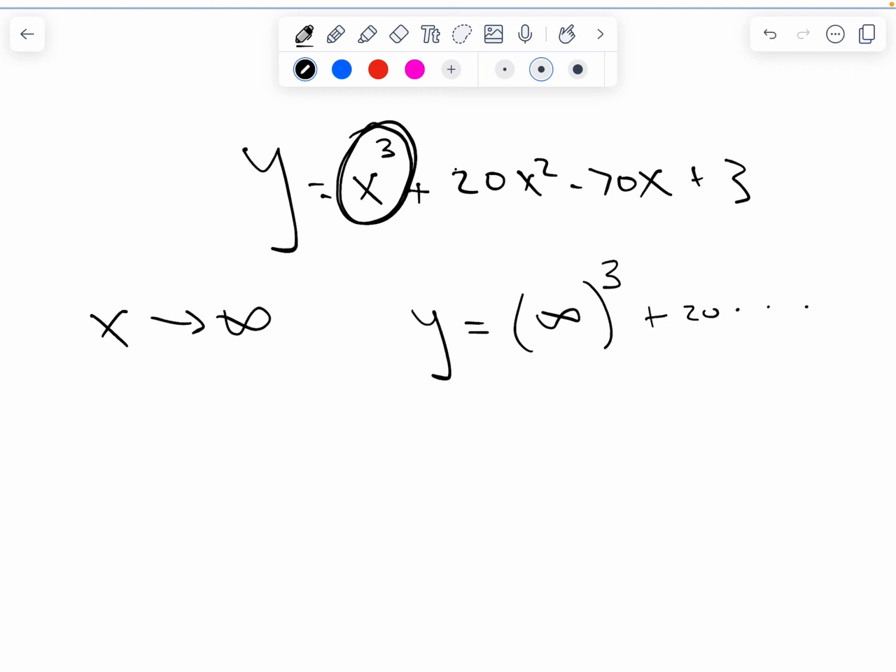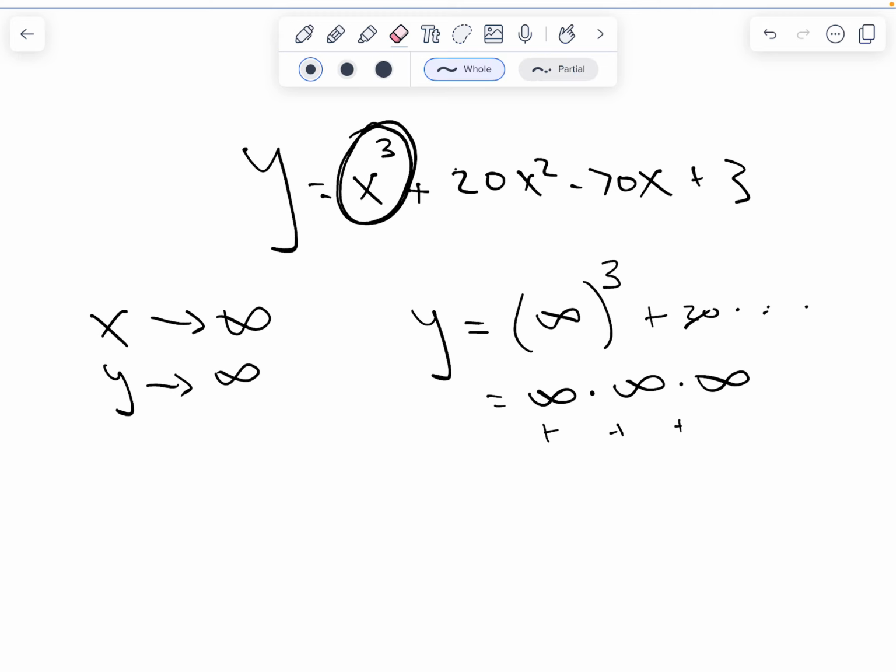Plus 20, we're going to forget about all those terms. So infinity cubed, so that's going to be infinity times infinity times infinity. And these are all positive, positive, positive, positive. So this means as x approaches infinity, y approaches infinity. Now let's consider this on the negative side.